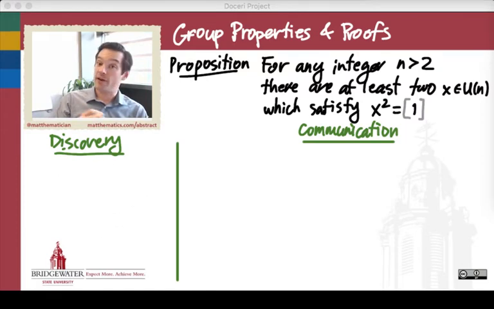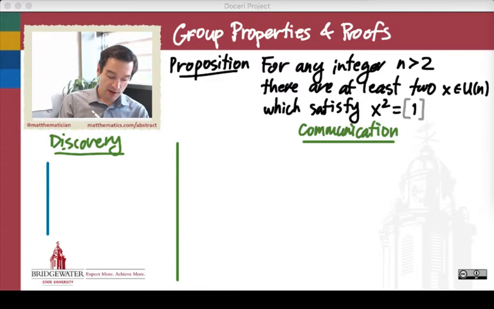So let's start over here on the bar napkin. Let's take a look at what we have at our disposal. For any integer n greater than 2, there are at least two elements of U_n which satisfy x squared equals 1. The first thing that I might do, as many of you do in trying to substantiate a statement, is just try an example. Let's suppose that n is 5, so I'm looking at the multiplicative group modulo 5. I'll write it as U5, with the operation being multiplication mod 5.